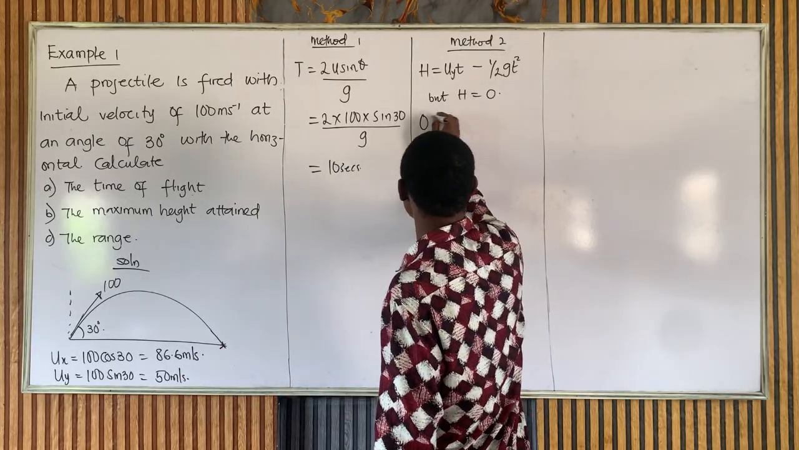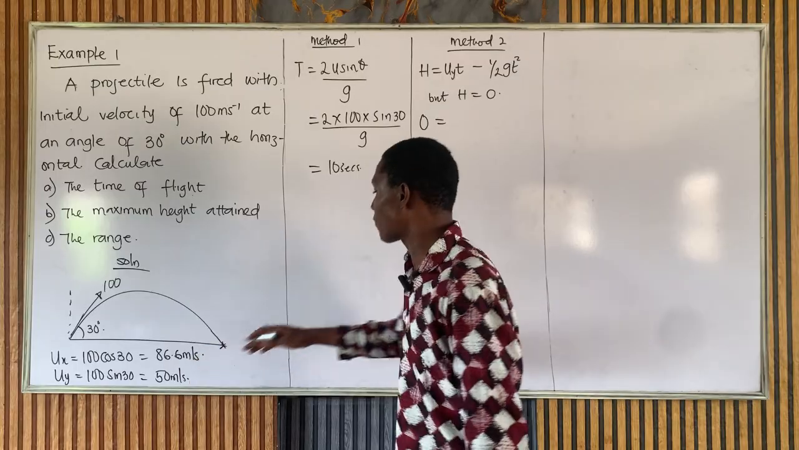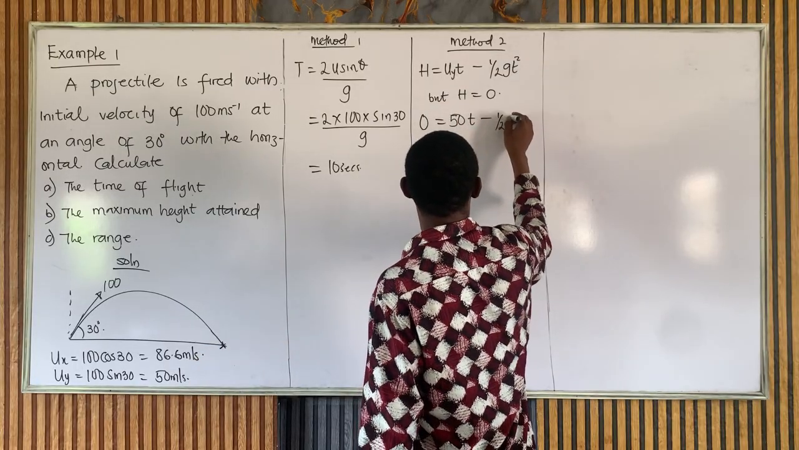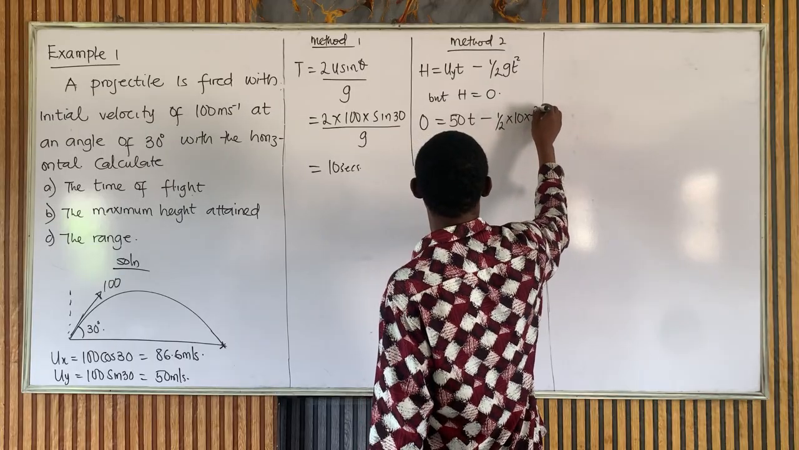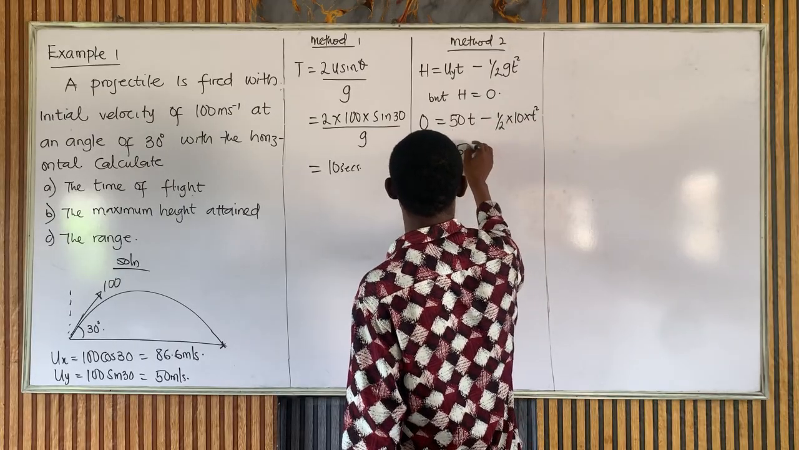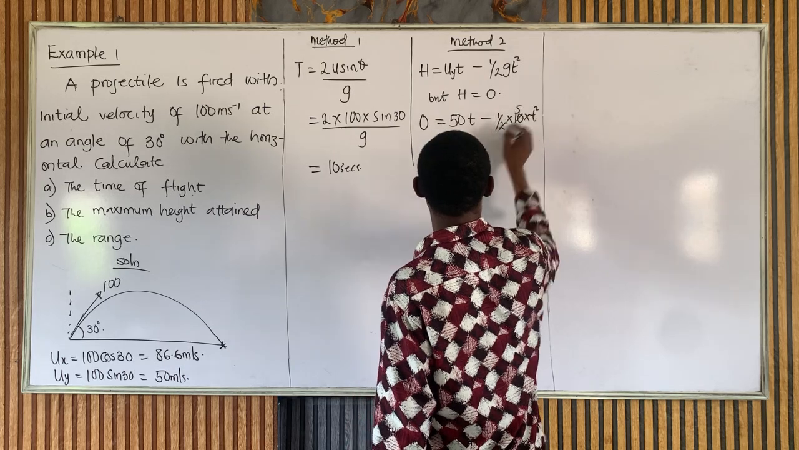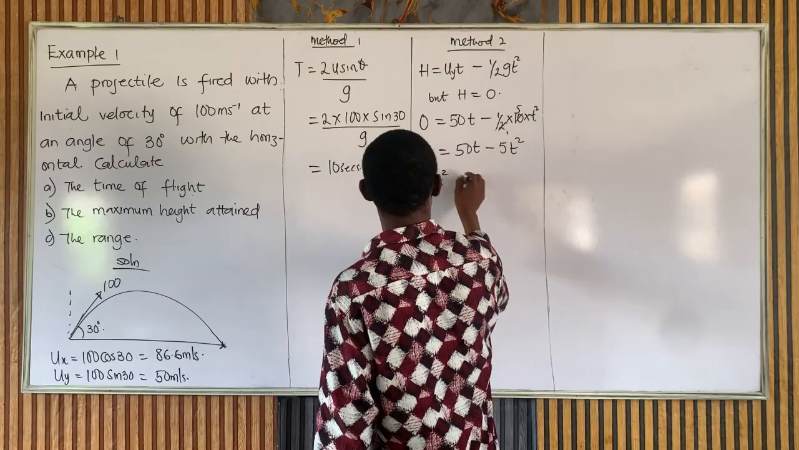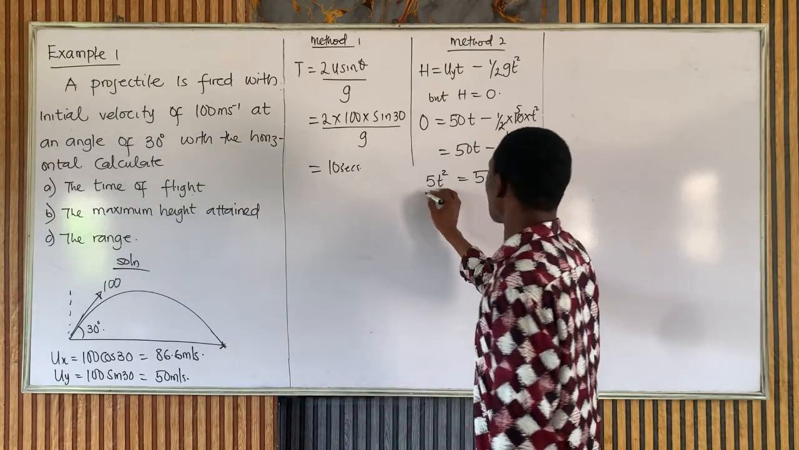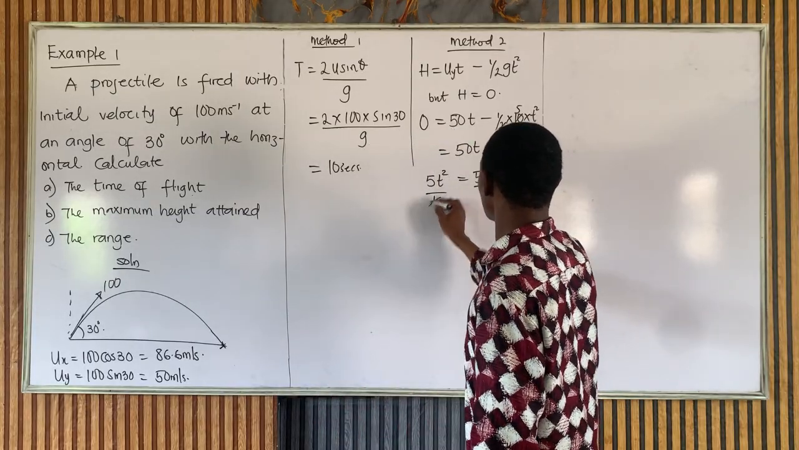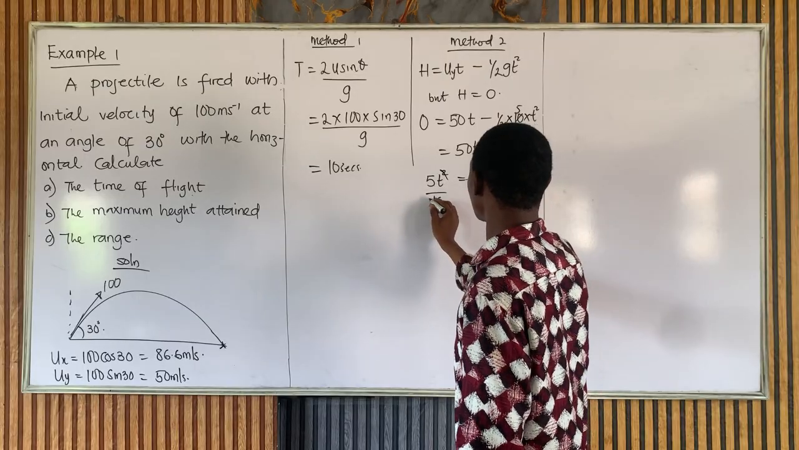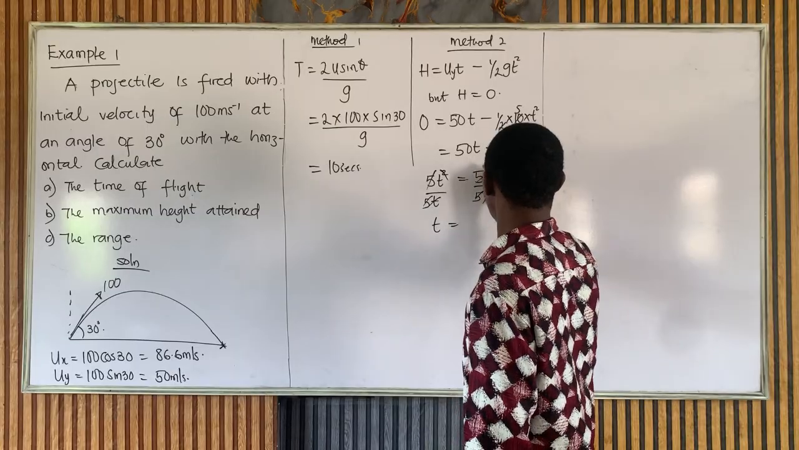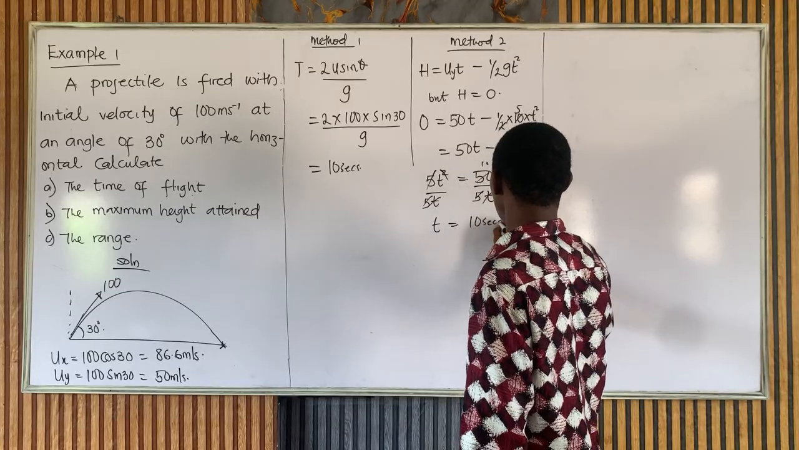So if you put your h at 0 and use your Uy as 50: 50 times t minus half times 10 times t squared. Now this is equal to 50t minus 5t squared. Bringing this here, 5t squared is equal to 50t. And dividing both sides by t, we are left with 5t equal to 50, so t is 10 seconds.